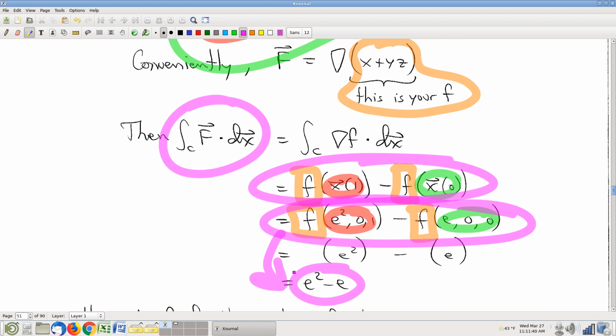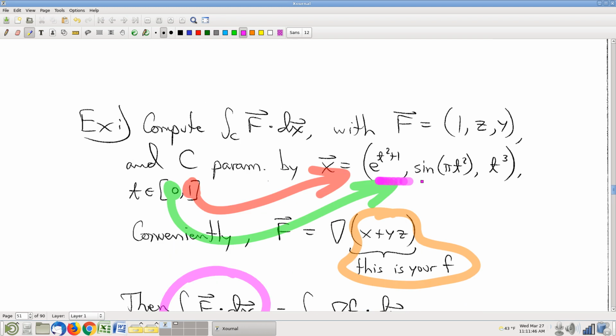I didn't have to find an antiderivative. I didn't have to multiply all that out, all this ugliness in here. I didn't have to deal with it at all. Fundamental theorem of line integrals spared us all of that effort. It was really nice.